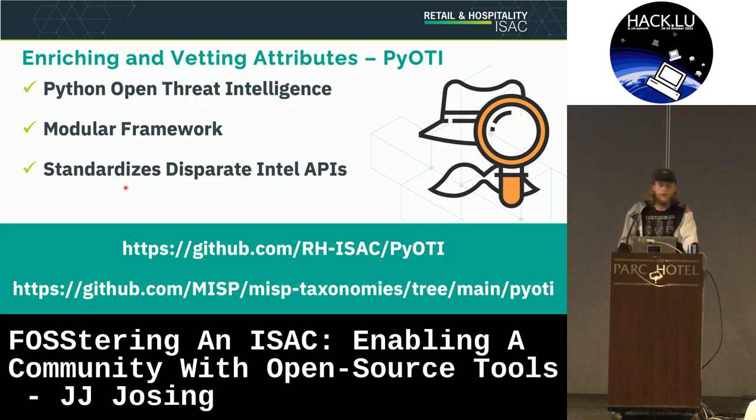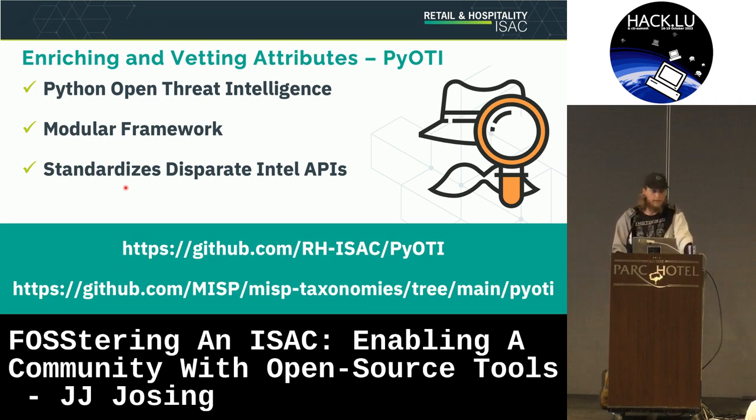Moving on to enriching and vetting the attributes, we use PyOTI, as I mentioned. That's the Python Open Threat Intelligence library. It's an API framework built very modularly to standardize all the disparate intel APIs out there. Every API is different, the way you call them, what headers you need to send. When I joined the ISAC, this was pre-MISP, and this process took hours a day. I'd spend half my day doing this. We'd have to go through hundreds of indicators being shared, add them into a spreadsheet, and then take the spreadsheet and upload them to different services.